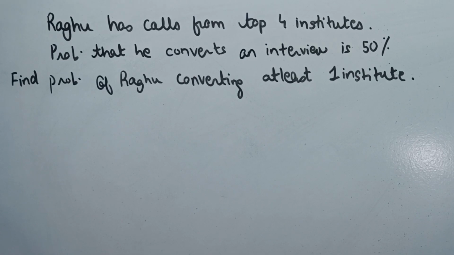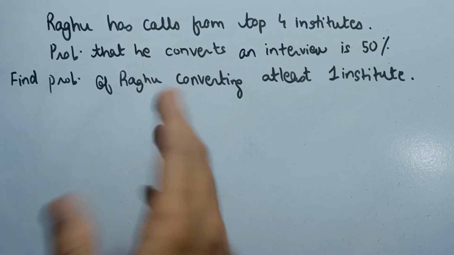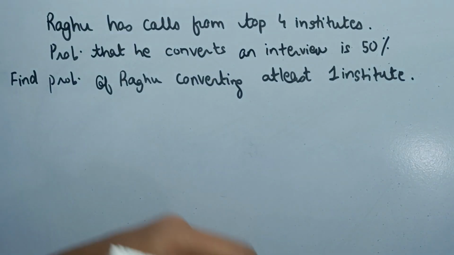So in this question, we are given that Raghu has calls from the top 4 institutes. The probability that he converts in interviews is 50%, and we need to find the probability of Raghu converting at least one institute. So this is a question from probability, and this is an easy question. We know that Raghu has calls from the top 4 institutes.